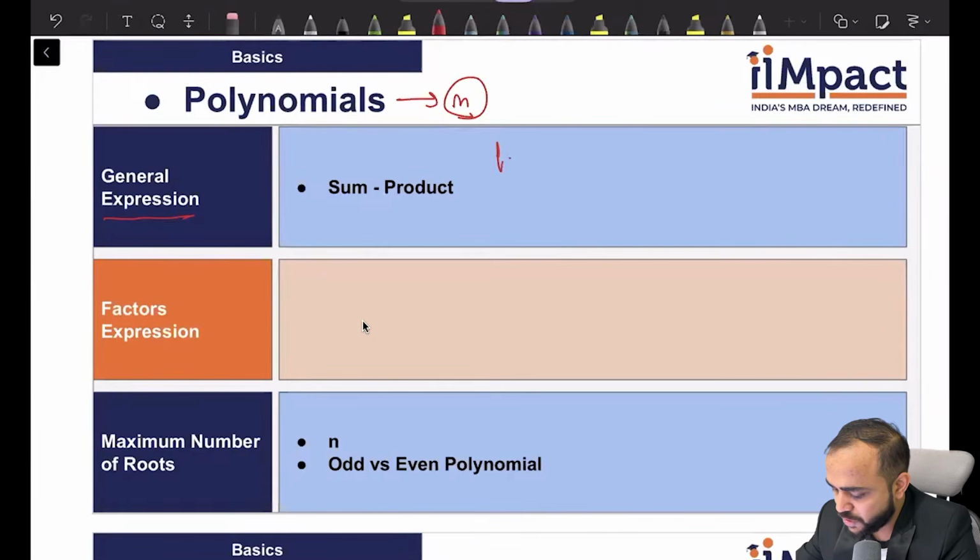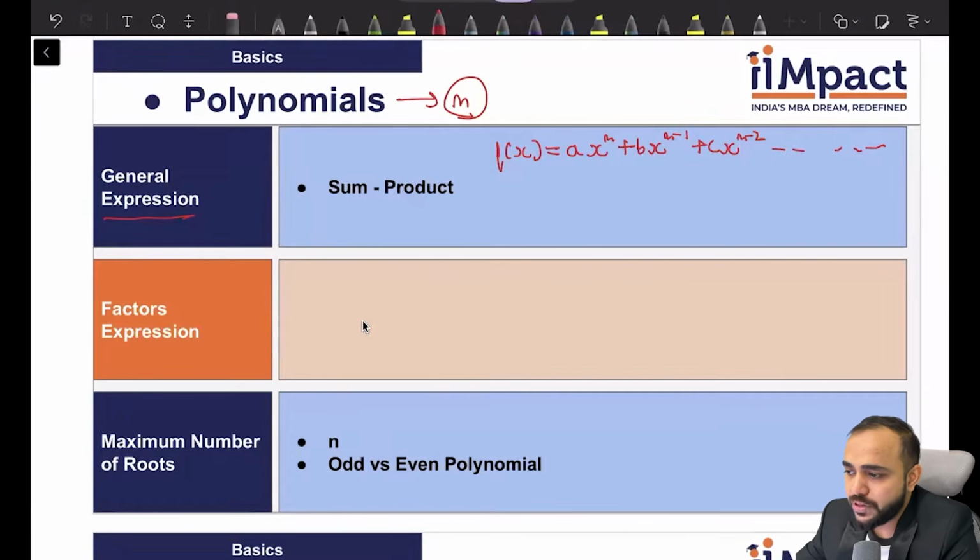Now the general expression of a polynomial is f of x is equal to ax to the power n plus bx to the power n minus 1 plus cx to the power n minus 2, and so on. Right off the bat, you should know this result. What is the sum of the roots? What is the product of the roots? What is the sum of the roots taking two at a time, and so on? There is a simple method to remember that, and I will reiterate it here for you. You will first put signs. So this goes with plus, then minus, then plus, and then the signs will keep on repeating.